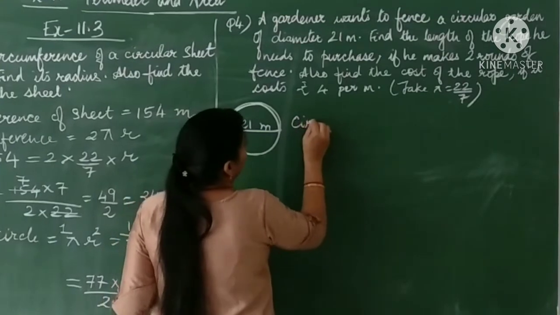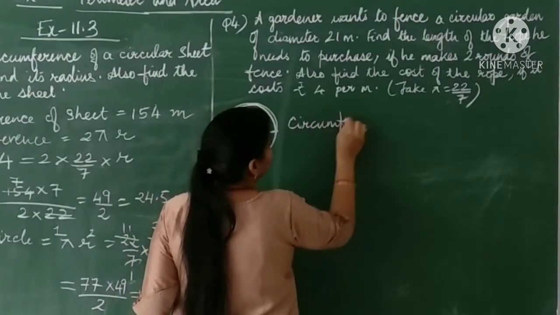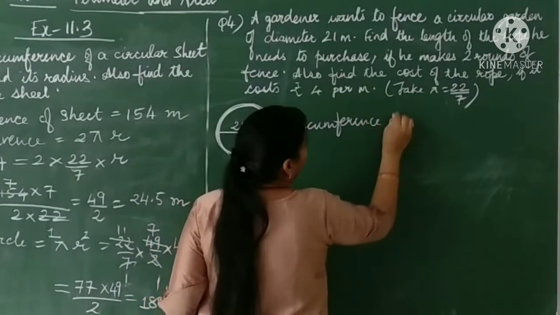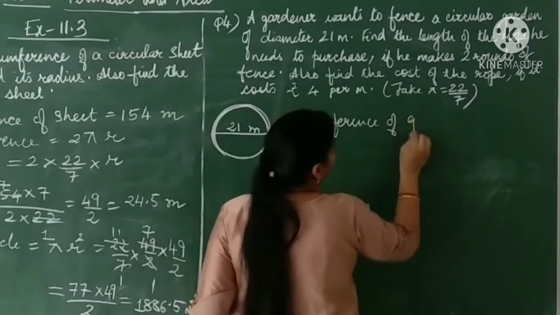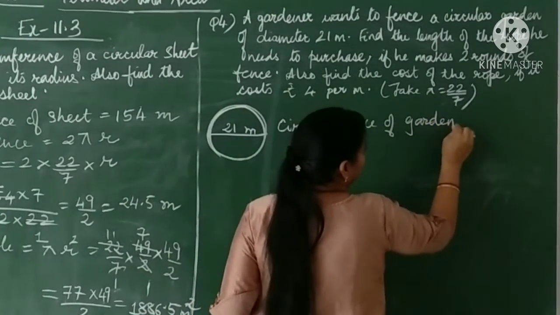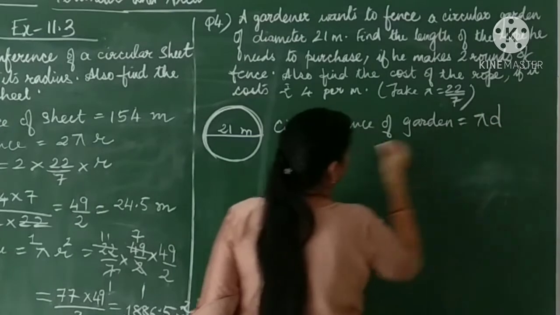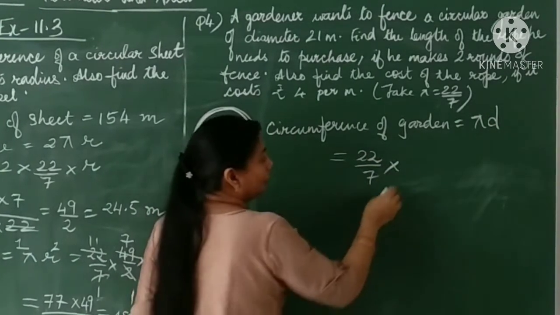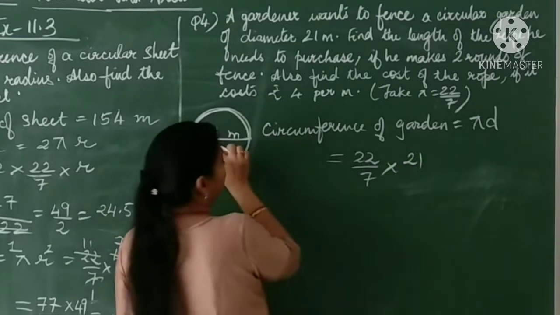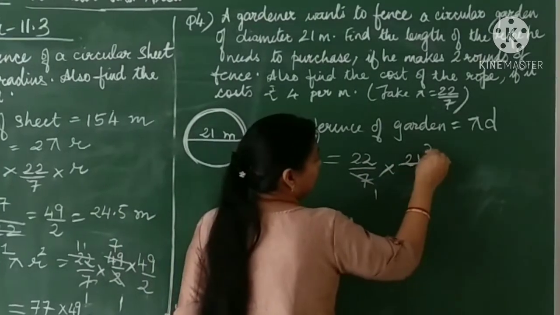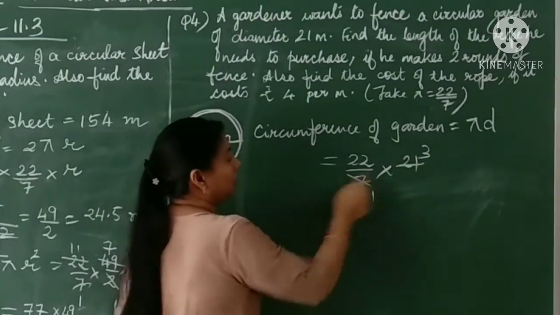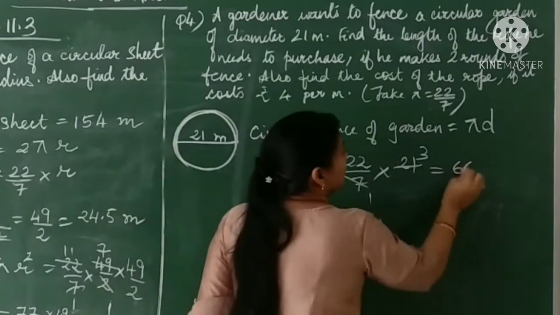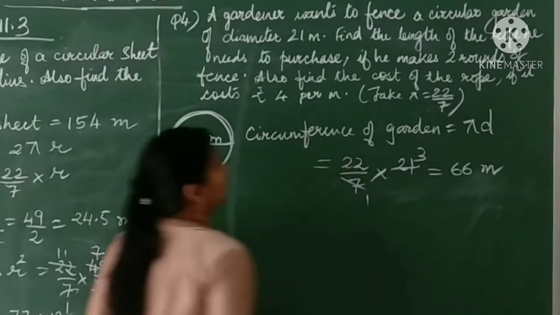So, the circumference of the garden is equal to pi d. Put the value of pi as 22 by 7. Put the value of diameter d is given 21 meters. 7 ones are, 7 threes are. 22 into 3 is 66 meters.